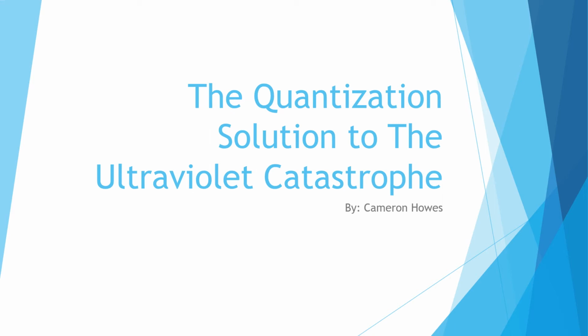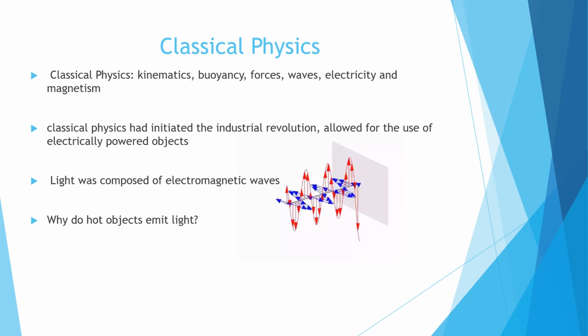Quantization solution to the ultraviolet catastrophe. Classical physics was used to explain the principles of kinematics, buoyancy, forces, waves, electricity, and magnetism. Basically everything you learned in high school physics.